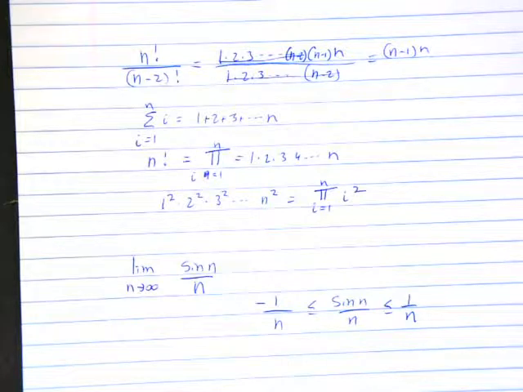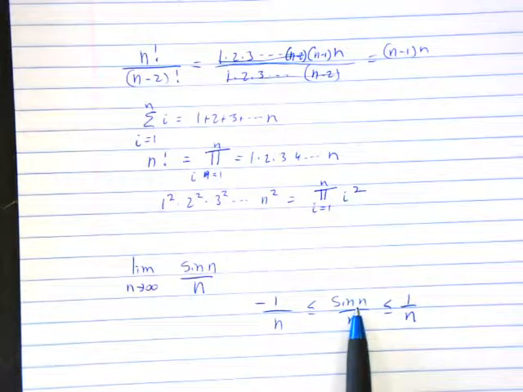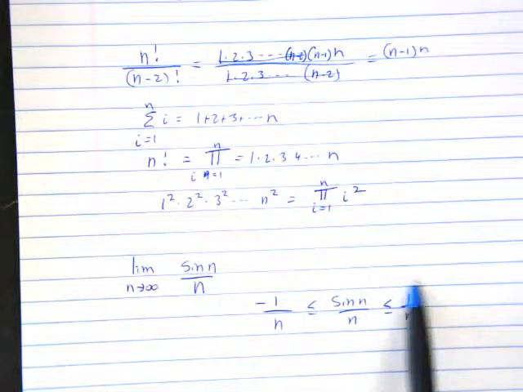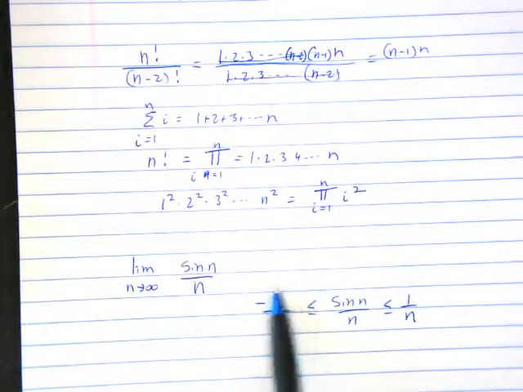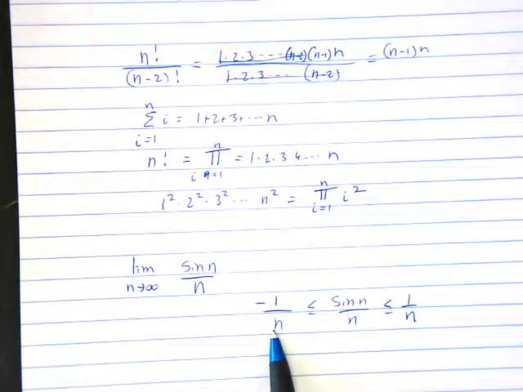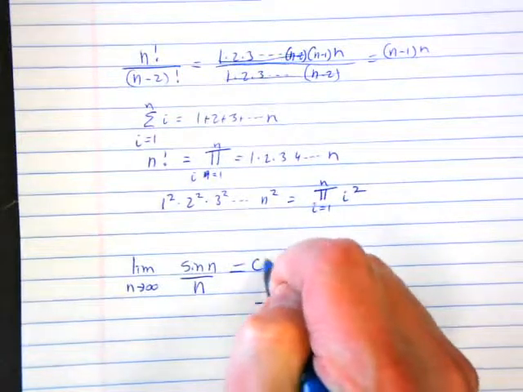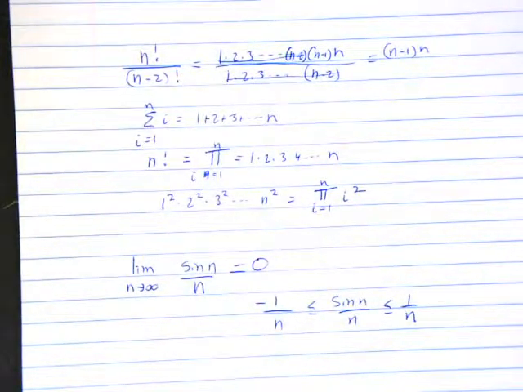This is called the squeeze theorem. Sine n over n can be squeezed between negative 1 over n and positive 1 over n, because the biggest possible value for sine is 1, the smallest possible value for sine is negative 1. As n goes to infinity, 1 over n goes to 0, and negative 1 over n goes to 0. So since this thing is squeezed in the middle, it goes to 0. So that's the squeeze theorem. That one is convergent. It converges to 0.